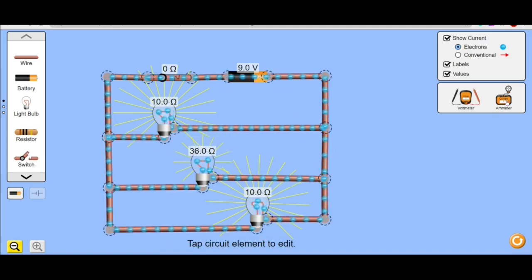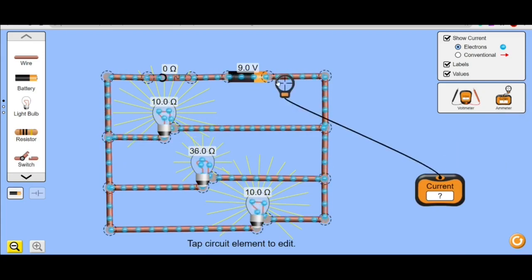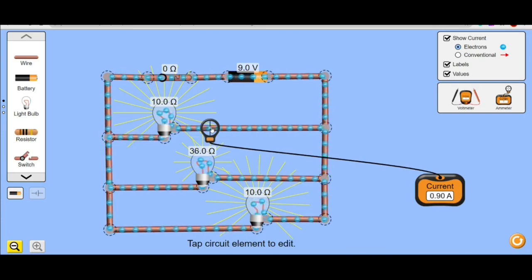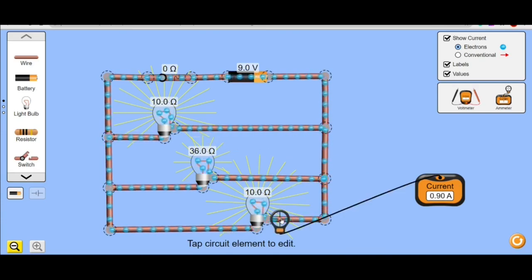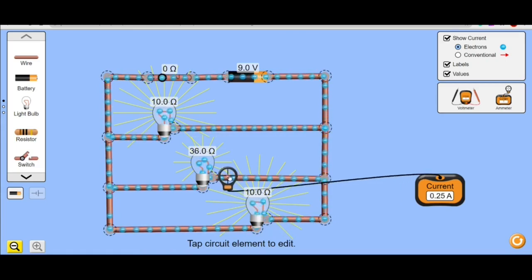Now let's check how much is the current flowing in this circuit. So the current at this point is 2.05 ampere. Current through this part of the circuit is 0.9 ampere. Current in this part is 0.9 ampere, while at this bulb the current flowing is 0.25 ampere. Why so? Because this bulb has different resistance. As I told you, current and resistance are inversely proportional to each other. Greater the resistance, lower is the value of the current. So the current flowing across this bulb is lesser than these two bulbs. Also, you can notice that the brightness of this bulb is dimmer than these two.